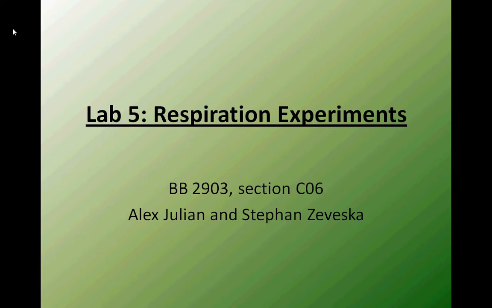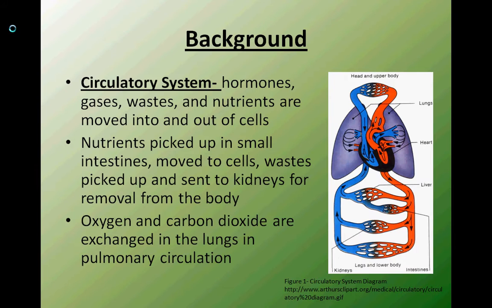This is our report for Lab 5, respiration experiments. Before we get into what exactly we did in our experiments, we need to examine some background, beginning with the circulatory system. The circulatory system moves hormones, gases, wastes, and nutrients into and out of the cells. Nutrients are picked up in the small intestines and moved to the cells, and wastes are picked up and sent to the kidneys for removal from the body.